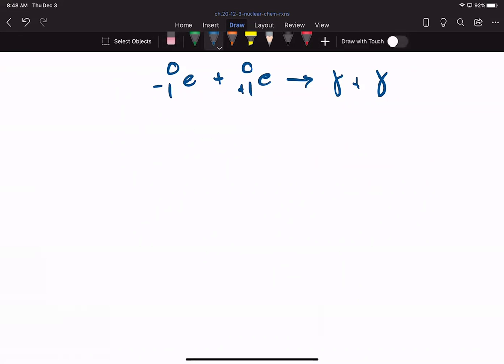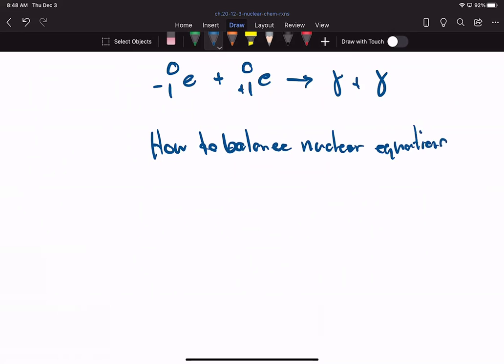We're going to balance. I'm going to put how, not learn, but we'll put how to balance nuclear equations. So there's a couple of rules and then a bunch of stuff to memorize, right? As far as balancing nuclear equations. So one of the rules, and these two rules we always abide by when we're balancing nuclear equations.